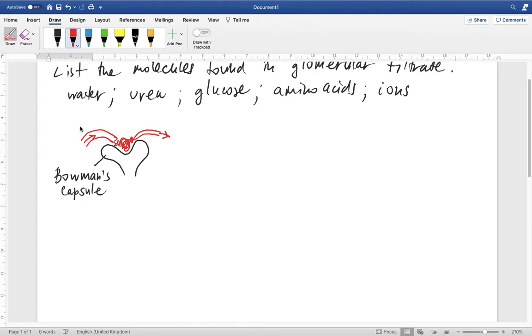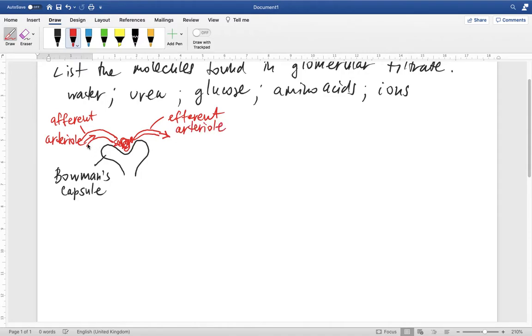So again, as a reminder, let's remember what these structures are called. The one which is bringing blood in is called the afferent arteriole, and the one which is letting blood out of the system is called the efferent arteriole.